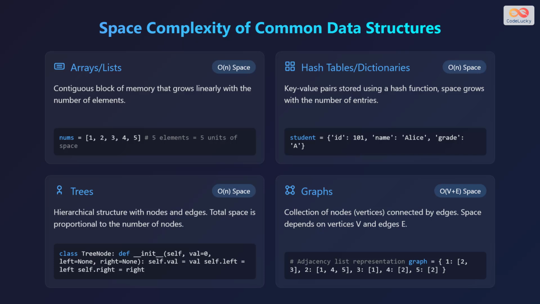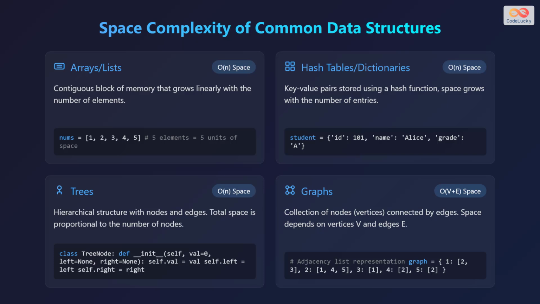Hash tables or dictionaries also have a space complexity of O(n) because key value pairs are stored using a hash function, and the space grows with the number of entries. For example, see this Python dictionary student, which stores the student ID, name, and grade. Trees have a space complexity of O(n). It is a hierarchical structure with nodes and edges where total space is proportional to the number of nodes.